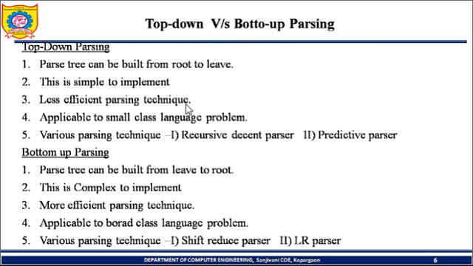Now the difference between top down parsing and bottom up parsing. In case of top down parsing, the parse tree is built from root to the leaf. In case of bottom up parser, the parse tree is built from leaf to the root. Top down parsing is simple to implement as compared to bottom up parsing, because bottom up parsing is complex to implement. Top down parsing is a less efficient technique. Bottom up parsing is more efficient as compared to top down parsing. Top down parsing is applicable to a small class of language problems, while bottom up parsing is applicable to a broad class of language problems.